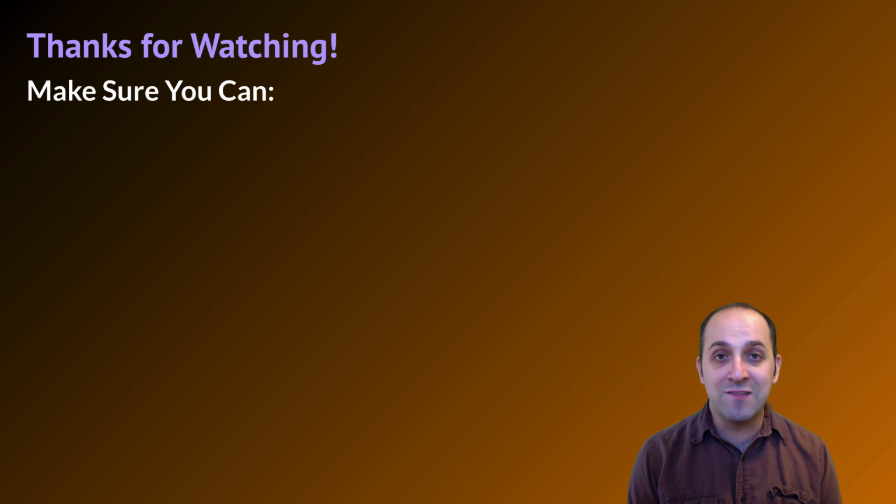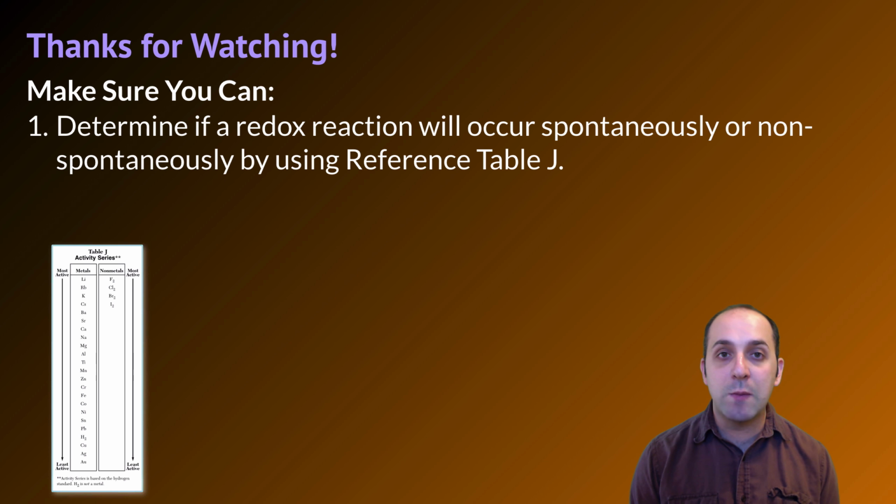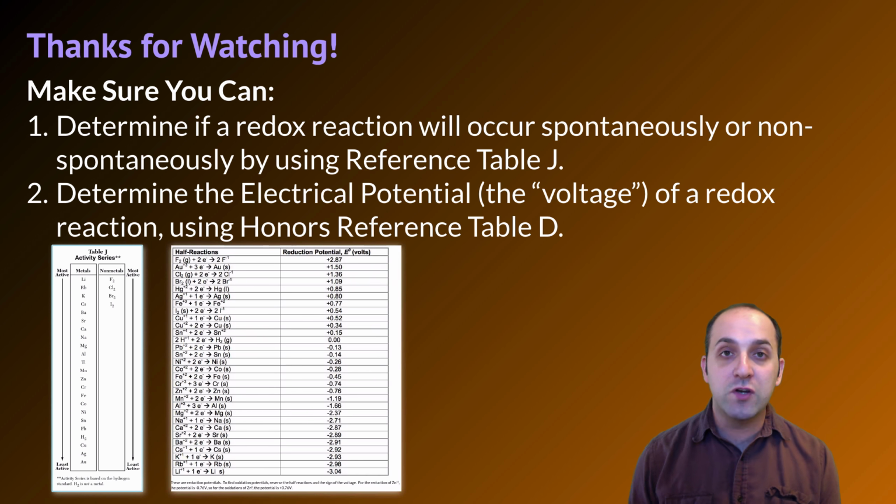Thanks so much for watching this discussion of voltage and how we calculate it in a redox reaction. Make sure you can do the following things here at the end. Make sure that you can determine if a redox reaction will occur spontaneously or non-spontaneously by using reference table J. Also make sure that you can determine the electrical potential, the voltage of a redox reaction, using honors reference table D. If you can do both of those things, you're doing great.